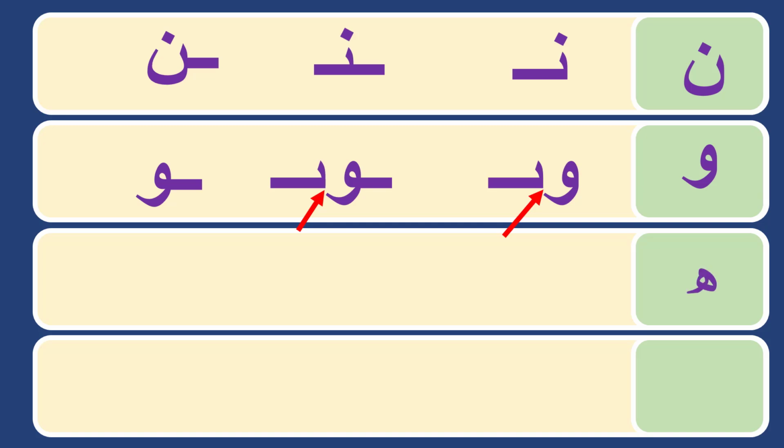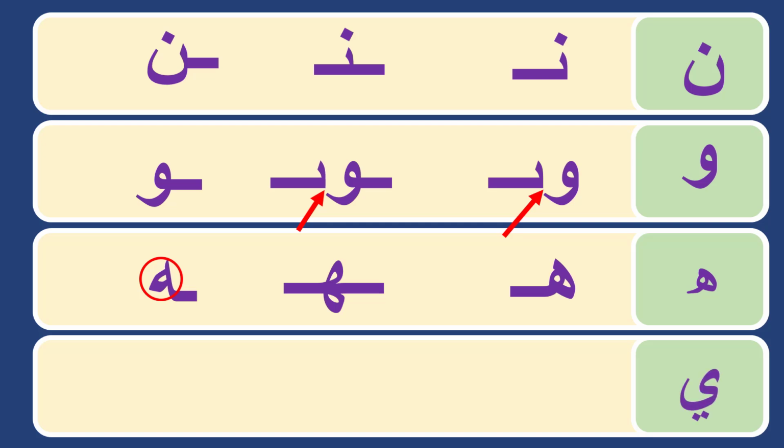This is Ha. Ha in the beginning, middle, at the end. Notice how Ha appears at the end. And the last letter is Ya. What is applicable to Ba, Ta, Fa is applicable to Ya.